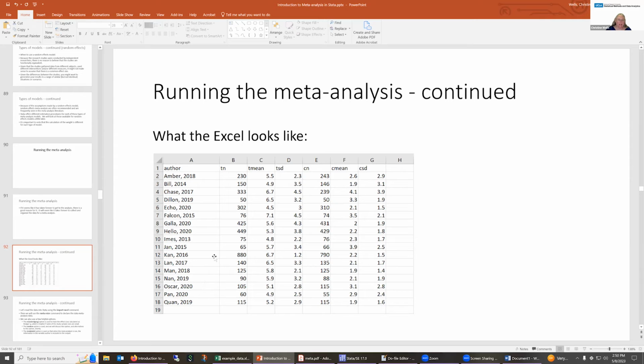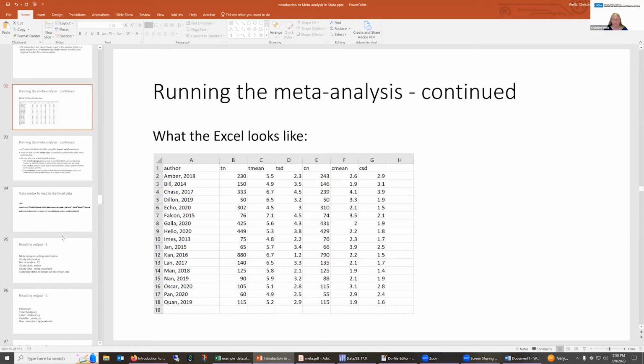Here are my studies. I totally faked all of this, and you can tell that I totally faked all of that. But that's what my cleaned up data set looks like. This isn't my initial train wreck data set. This is my cleaned up, all good to go data set.